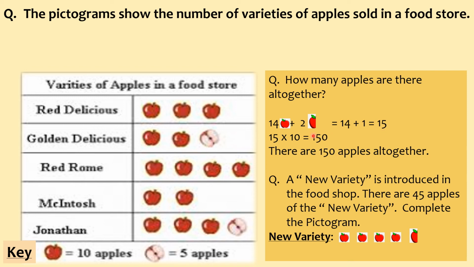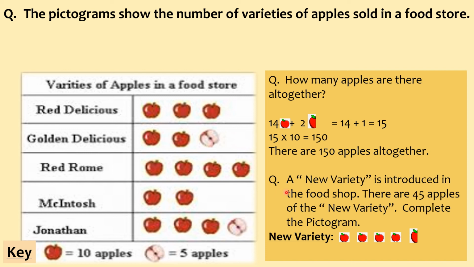Now we will multiply this with 10. 15 multiplied by 10 is 150. There are 150 apples altogether. So what have I done here? I have added the single values first and then I multiplied my final answer with 10. Or you can simply multiply everything with 10 and then add them together. You'll get the same answer. It's completely up to you. There are 150 apples altogether.